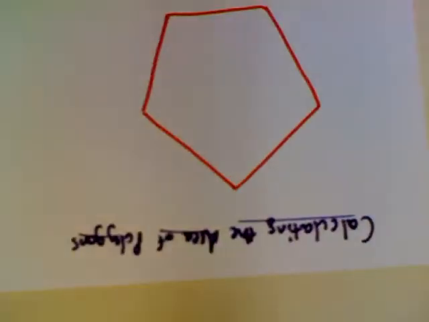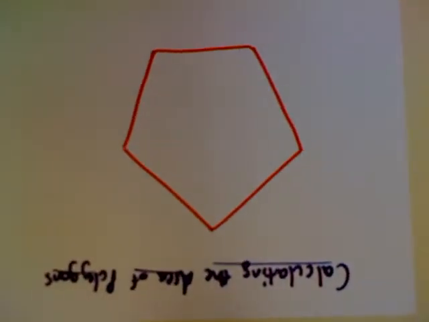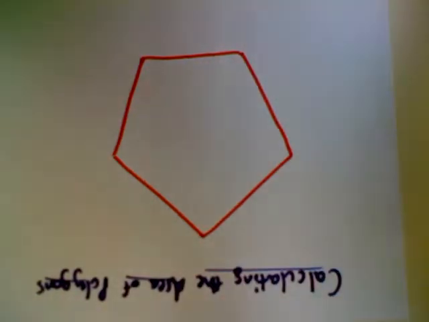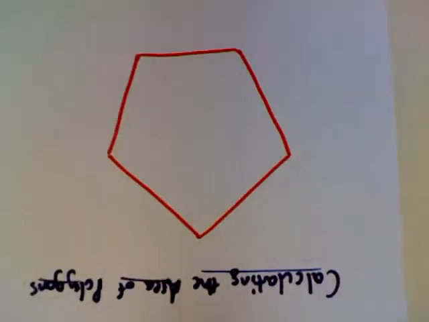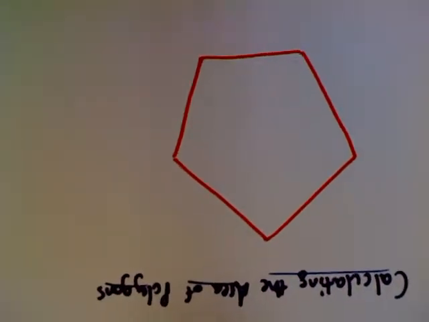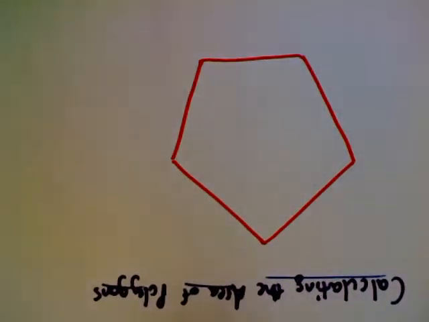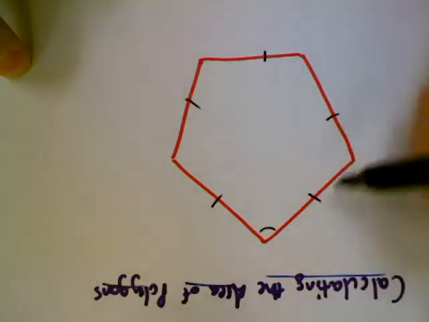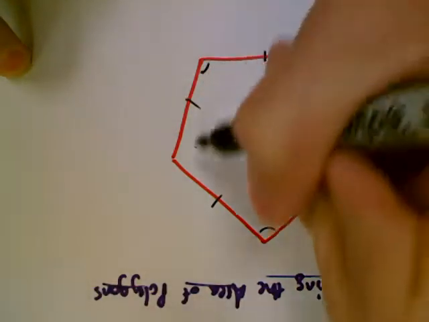So we're going to talk about how to find the area of a polygon here. Remember, a polygon is a figure that has all straight sides, and it's closed. In order for us to do this, we need to make sure that we know it's a regular polygon. What a regular polygon means is that all the sides and all the angles are the same. So I'm going to go ahead and label that here. I've got all my sides being the same, and all my angles are the same.